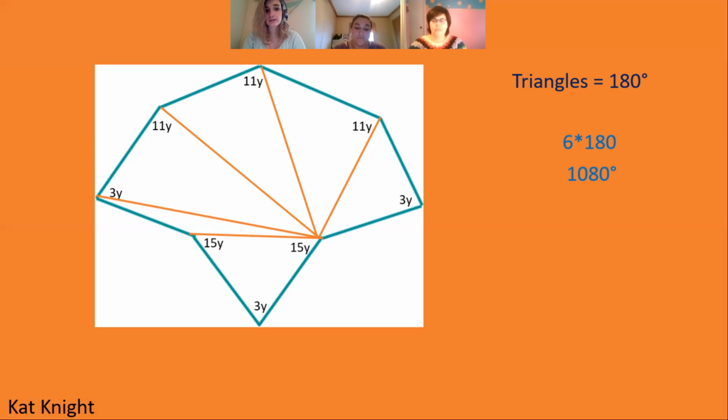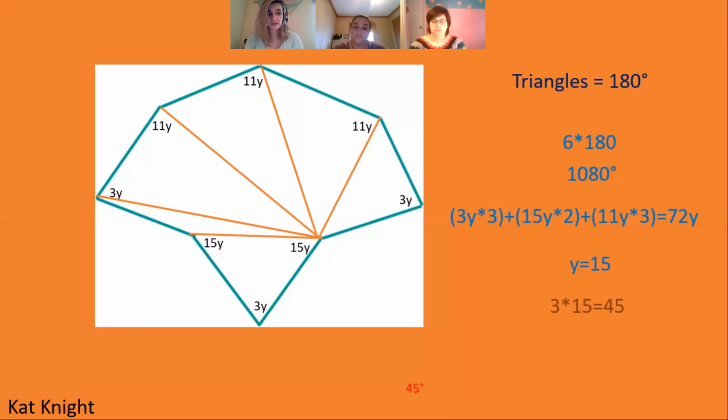So now we just go ahead and do the same math that Crystal did. My numbers are a little bit different, but same concept. We're going to add all our y's up. My equation looks a little different because I did multiplication, but again, same concept. We get 72 y's, and we're going to divide that by 1,080. We get 15. And then we go ahead and plug our numbers in.